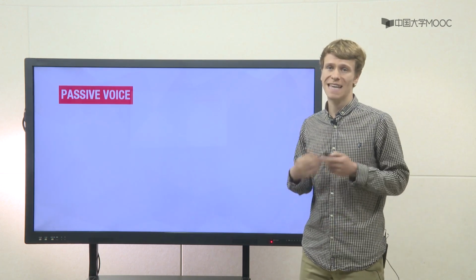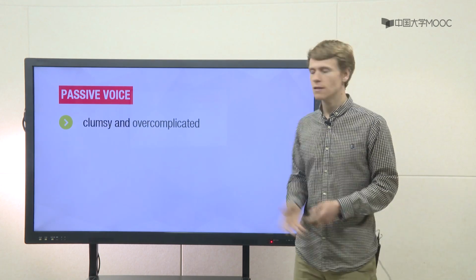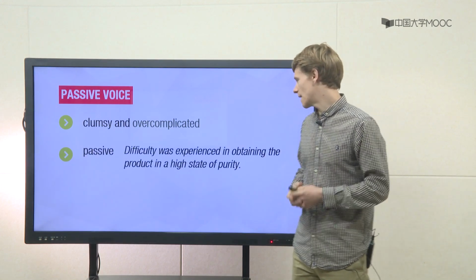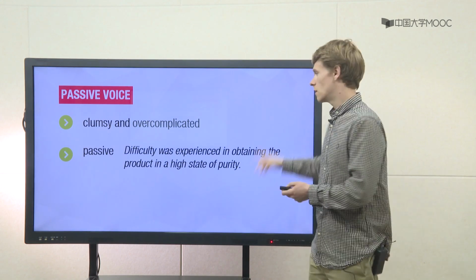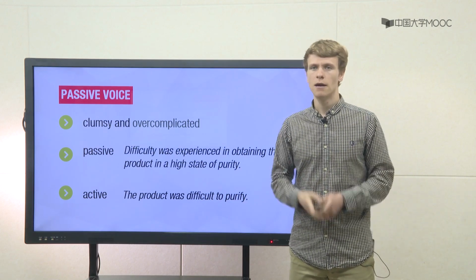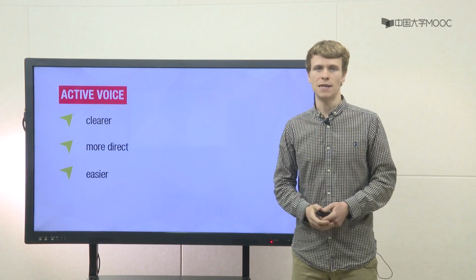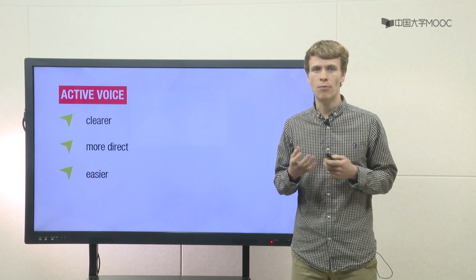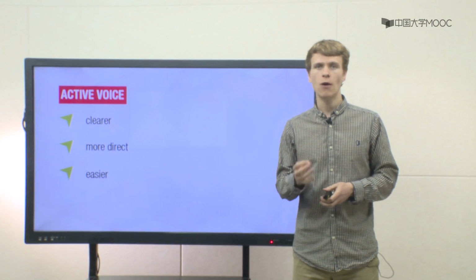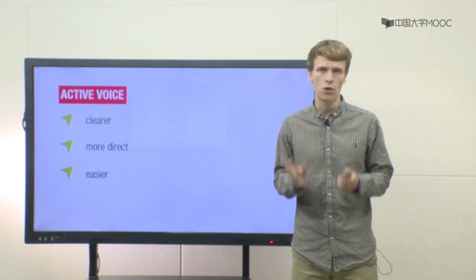The passive voice can sometimes lead to clumsy and overcomplicated sentences. Take the following example. Difficulty was experienced in obtaining the product in a high state of purity. It would be easier to simply say, the product was difficult to purify. In general, the active voice is clearer, more direct and easier to read, but the passive voice can be more appropriate in particular circumstances. It's important for you to be aware of how you are writing and how the voice that you choose affects the tone and the meanings of your words.